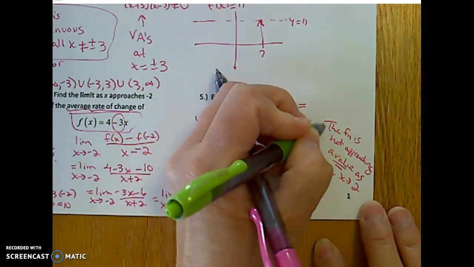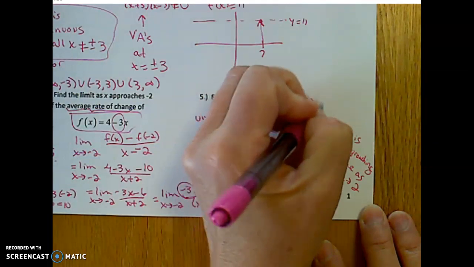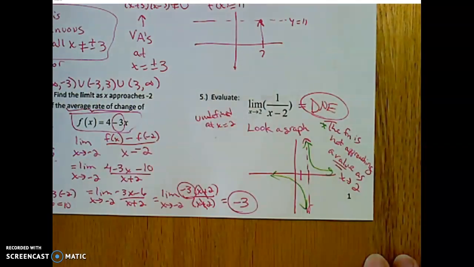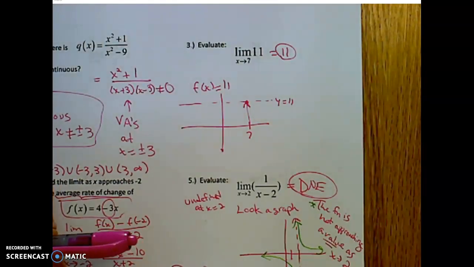Please notice that this function is not approaching a value as x values approach 2. Therefore, this limit does not exist. Nicely done. Alrighty, let's move on.